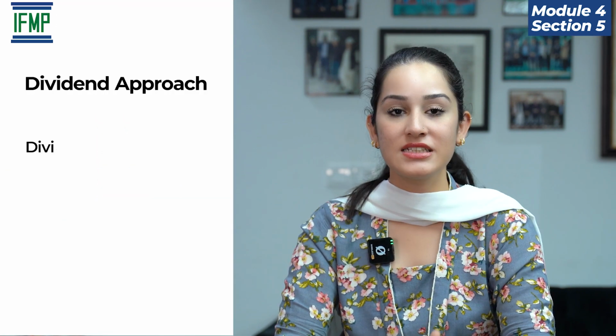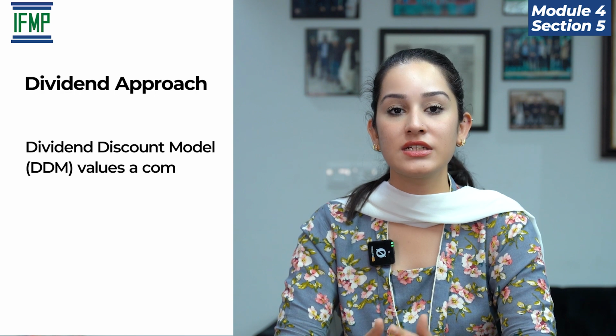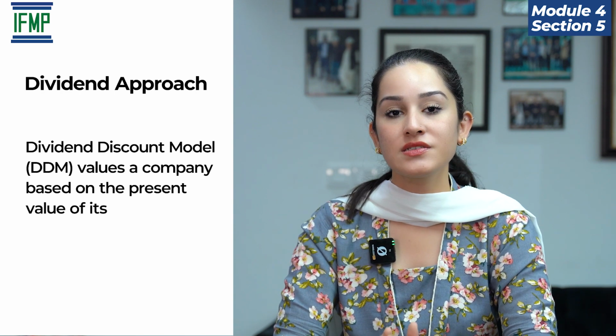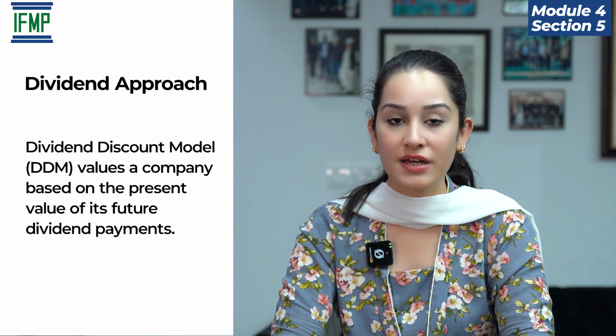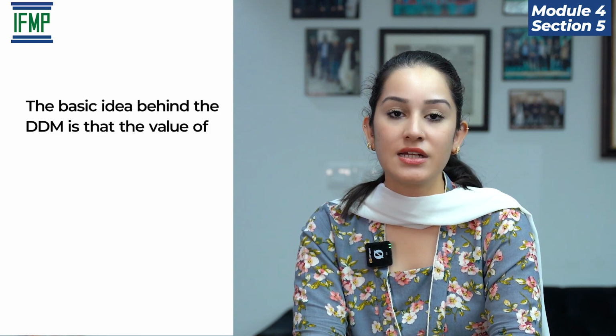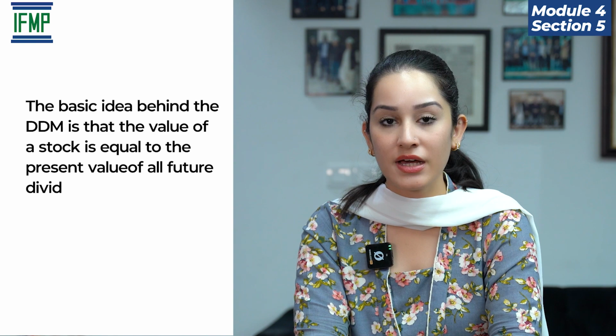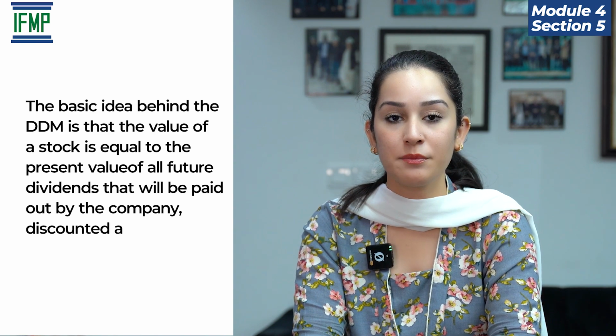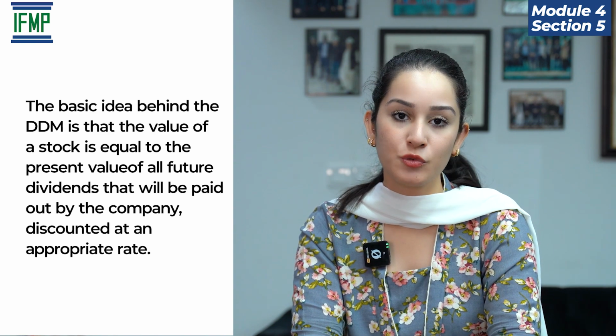And with that, let's move to the fourth and final approach to valuing a company, the dividend approach. The dividend approach utilizes the dividend discount model, which calculates the value of a company based on the present value of its future dividend payments. The basic idea of the DDM is that a stock's value is equal to the present value of all the future dividend payments that a company will put out, discounted at an appropriate rate.